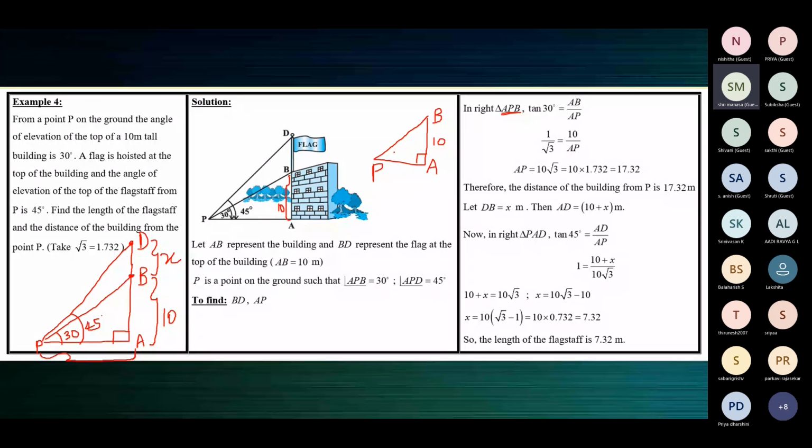And then this angle here is 30 degrees. Be careful, this is 30. So in this right triangle, you know one angle 30 degrees and one side AB. You want to find AP, the distance between the building and the observer. You can easily find it using this right triangle. In right triangle APB, tan 30 degrees is equal to opposite by adjacent. That's it. So you can find AP, which is the distance of the building from P. Isn't this easy?